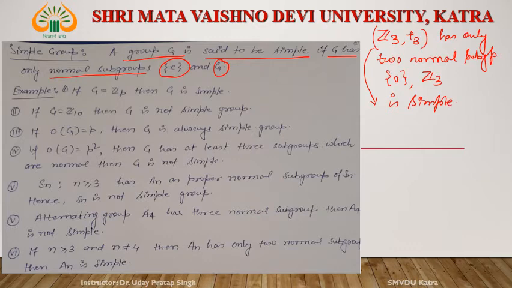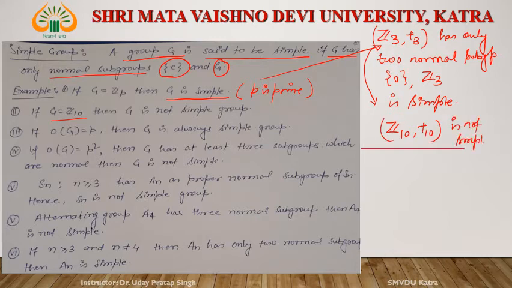Now, if G is equal to Zp, what is p? p is prime. Then this G is simple, just like 3 is prime, then Z3 with respect to addition modulo 3 is simple. Okay. G is equal to Z10. Z10 with respect to addition modulo 10 is not simple. This is not a simple group.